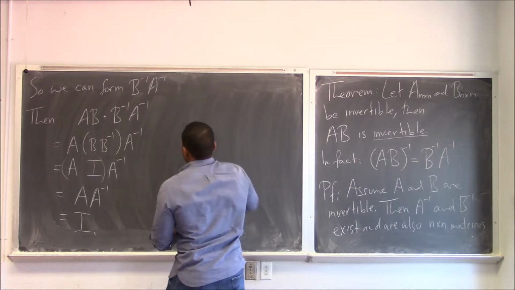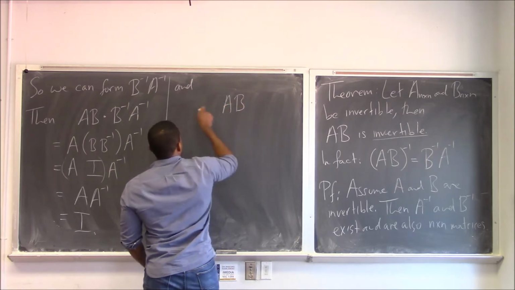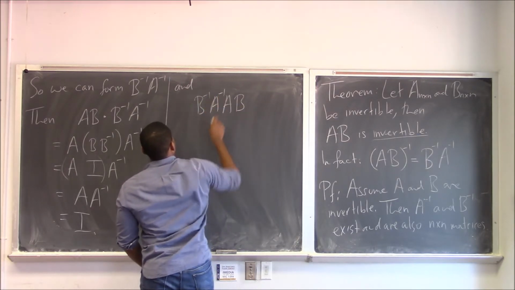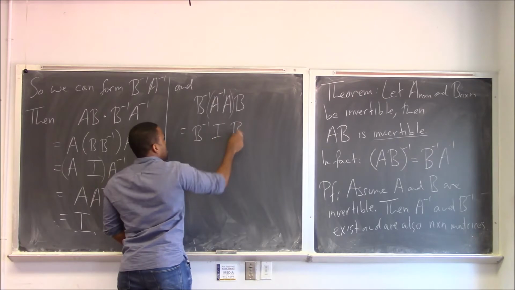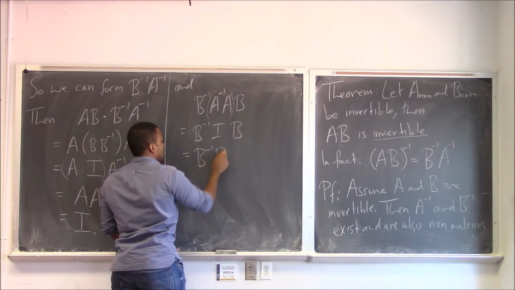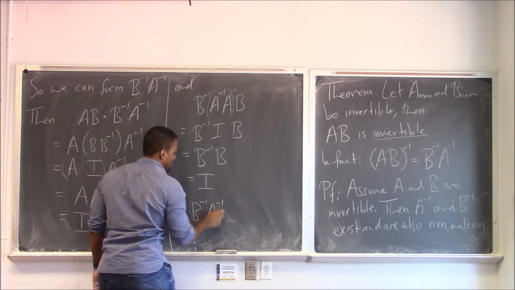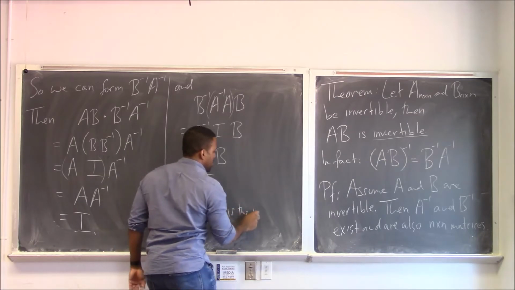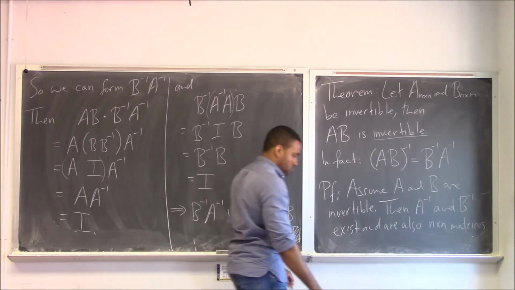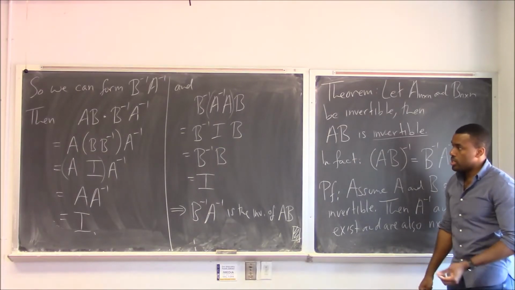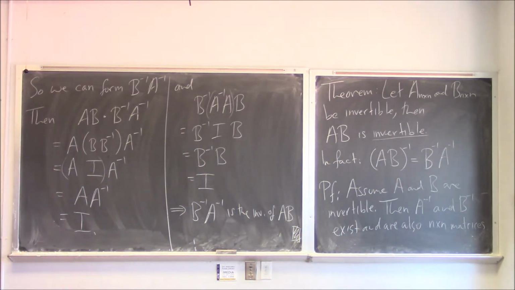And if I take AB and multiply on the left by this, then by the same logic, that would give me an I here, a B inverse B here, and that would give me I. This means that B inverse A inverse is the inverse of AB. So if I have two invertible matrices with the same dimensions, their product is also invertible and has the same dimension.